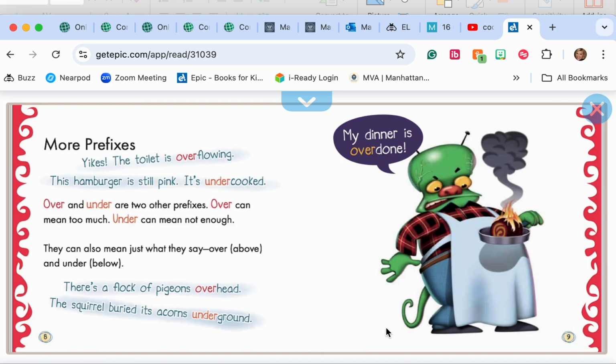More prefixes. Yikes! The toilet is overflowing. The hamburger is still pink. It's undercooked. Over and under are two other prefixes. Over can mean too much. Under can mean not enough. They can also mean just what they say. Over is above and under is below. There's a flock of pigeons overhead. The squirrel buried its acorns underground.